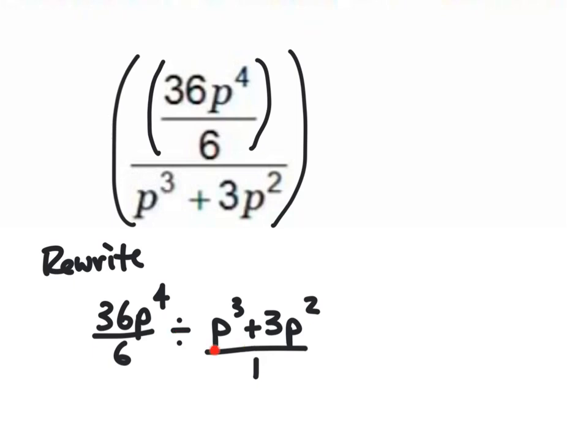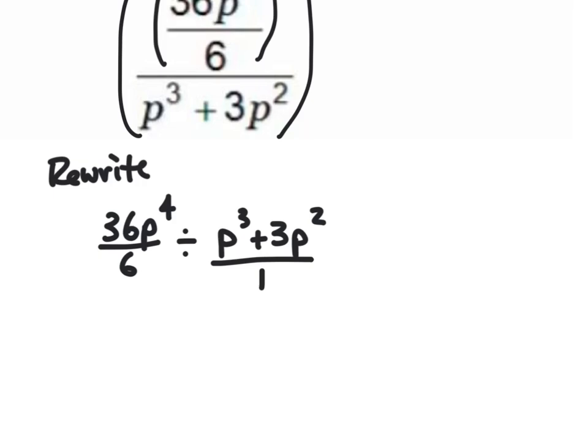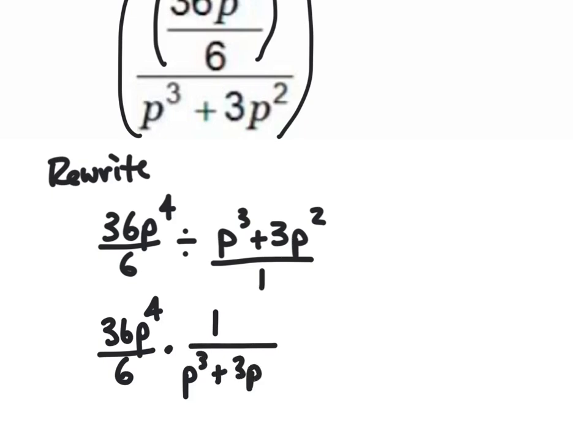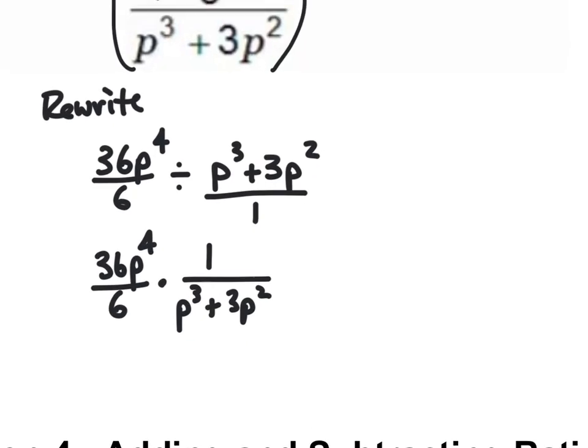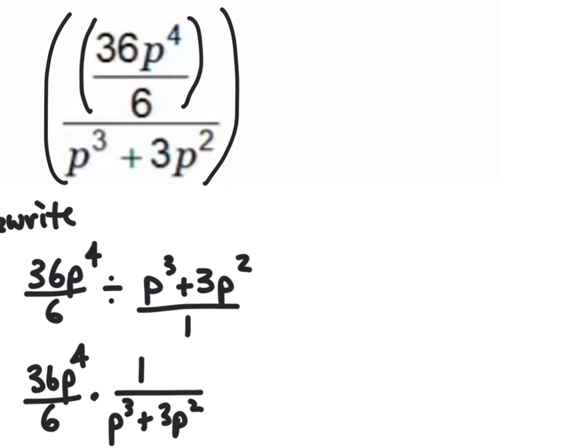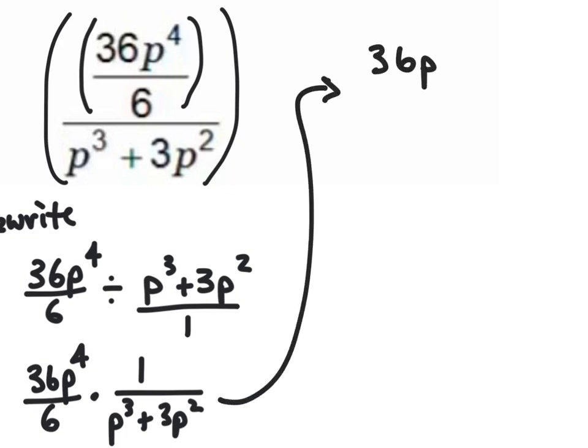Since we're dividing, and that's really what a fraction is, just division, I want to flip this and multiply, so multiply by the reciprocal. So I get 36p to the fourth divided by 6, times 1 over p cubed plus 3p squared. Now what I have is just a division problem. So let me rewrite this up here: 36p to the fourth, all over 6 times 1 over.